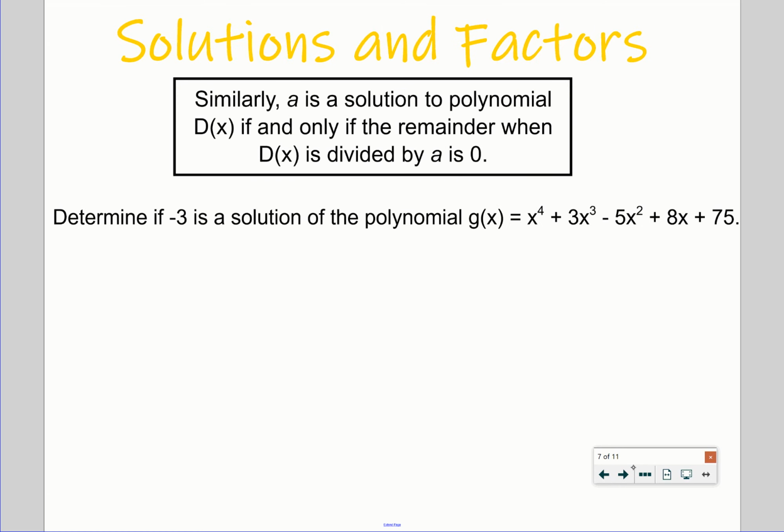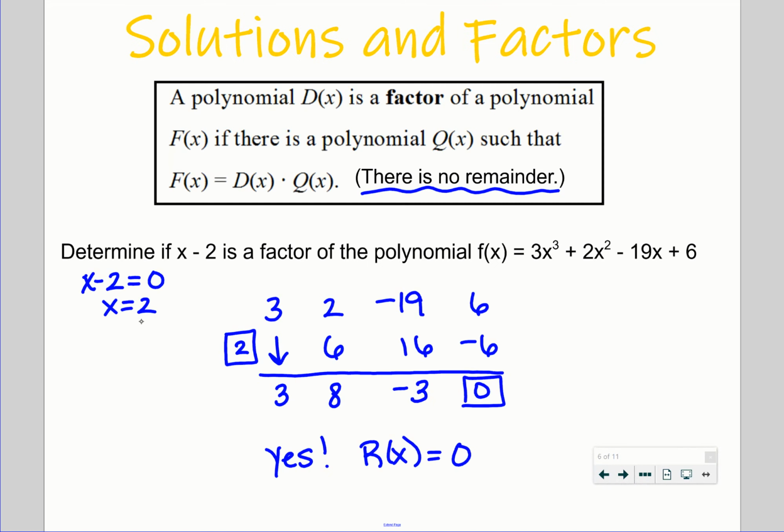A similar theorem is that a, some number, is a solution to a polynomial if and only if the remainder when we divide in by a is equal to 0. So very similar here. Actually, in the last problem, 2 would be considered our a value. When we're talking about an a, we're talking about that number that we get as a solution when we set the factor equal to 0.